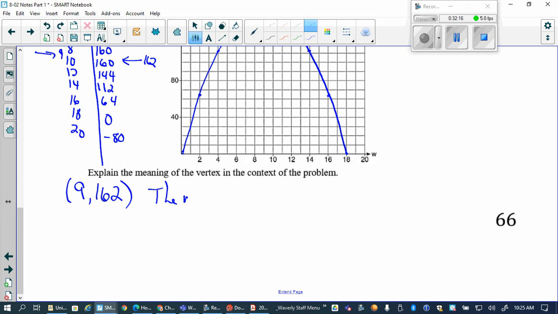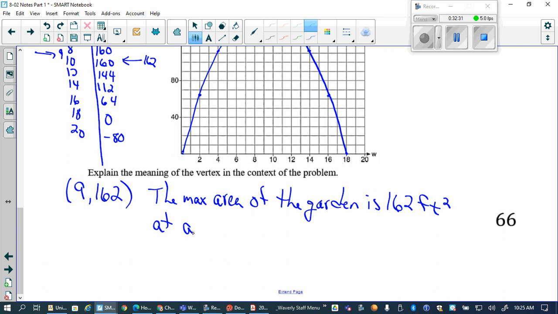So the max area of the garden is 162 square feet at a width of 9 feet. Okay? You see how we answered that in terms of the problem, right? If you just said it has a max of 162 at 9, will you get any credit for answering that? Right, because it said in context of the problem. Do you understand the difference?